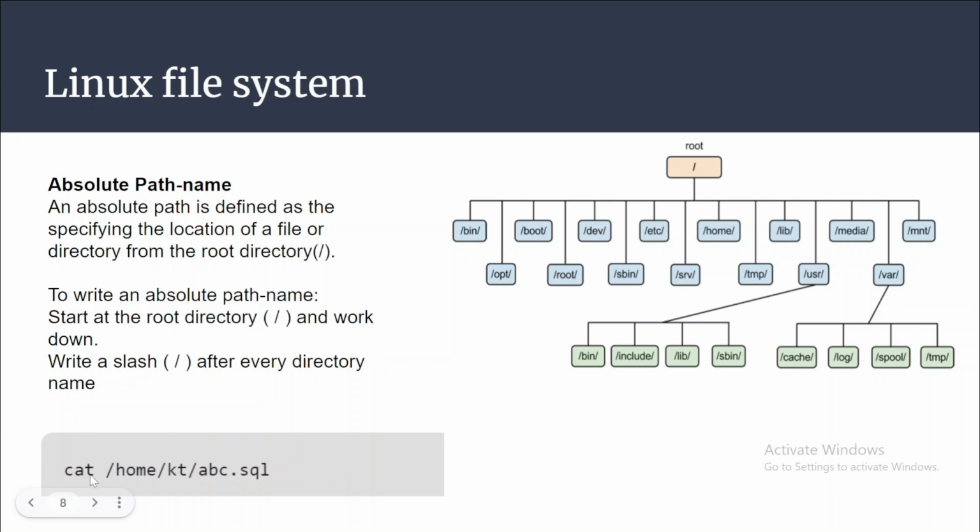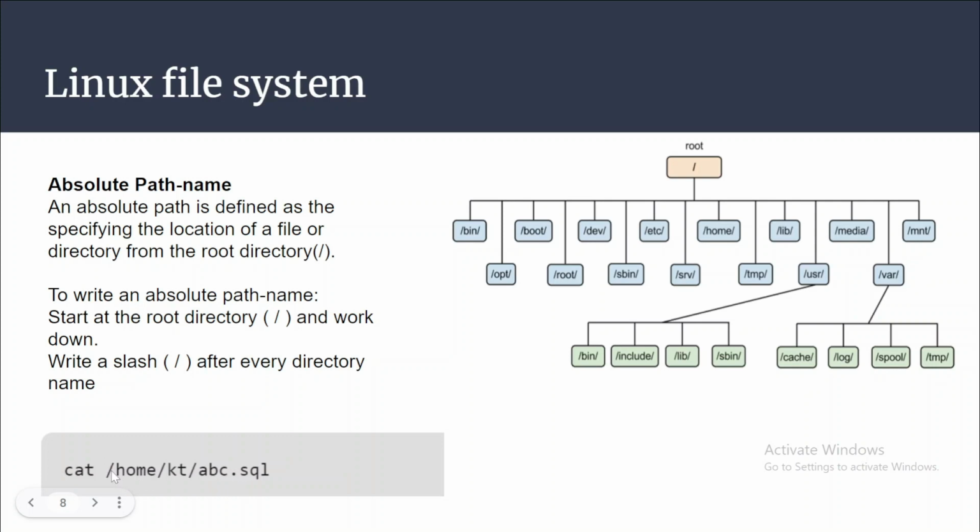So this is a cat command. Here we are providing the path. We are starting with the root directory /, and we have to give a / after every directory. For example, this is the start of the root directory, home is a folder, we are giving a /, then kt is a subfolder, we are giving a /, and then providing the file name. So what the computer will do, it will go one by one. It will first go into the home folder, look for kt, then look for the abc.sql file, and it will open that file because we are using the cat command. So this is the absolute path.